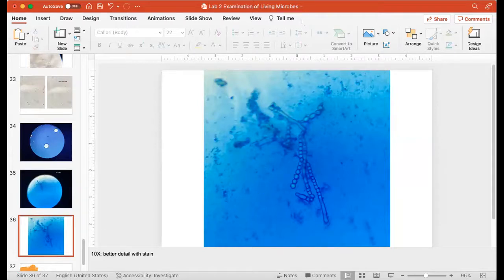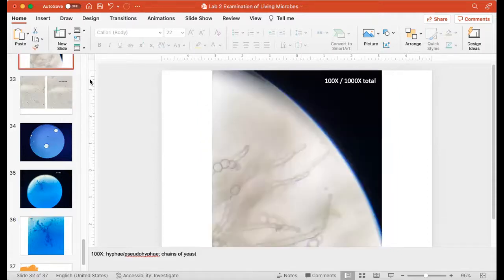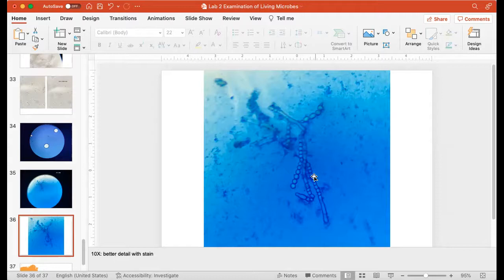We use a lot of stain in microbiology because of this reason. It's a lot easier to look at these things when I add the stain in. It just gives it more detail. I can see branches of mold and yeast coming off of them.